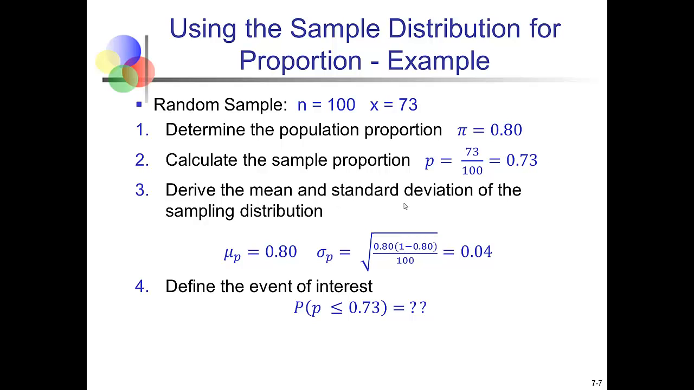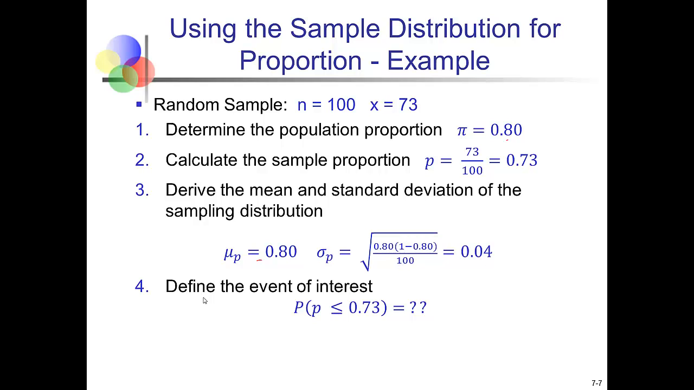Derive the mean and standard deviation of the sampling distribution. So what's the center of this distribution of all the possible sample proportions we could get? Well, the center of that distribution is also the center of the population distribution. The population is centered at 0.8. The standard deviation of all of those sample proportions is the square root of the population proportion times 1 minus the population proportion, divided by our sample size of 100. That turns out to be 0.04.